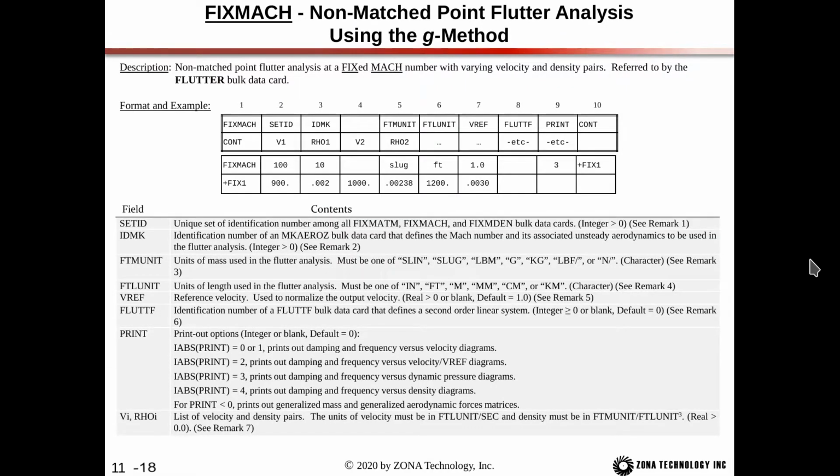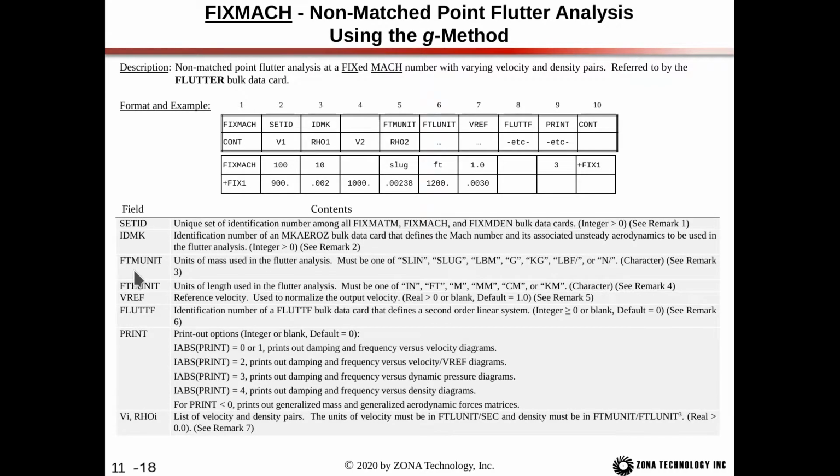So next we have the fixed Mach card. This is the non-match point flutter analysis using the G method. So we have a fixed Mach number with varying velocity and density pairs. And this is referred to by the flutter card. So we have an ID field referred to by the flutter card. Next is ID MK, which refers to an MK Z bulk data card.